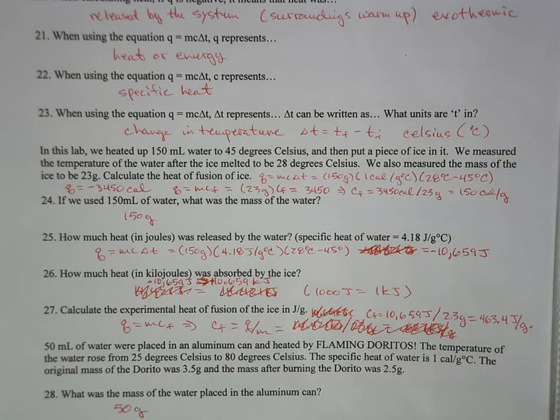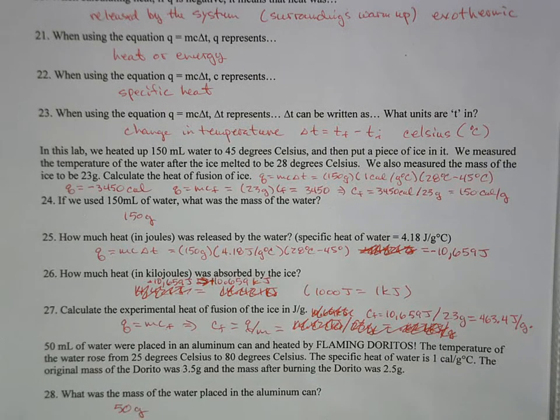So first off, 150 milliliters. What's the mass? 150 grams. 1 milliliter equals 1 gram for water. It has a density of 1. Okay, it's the water that's gotten heated. It's the water that had the temperature change.